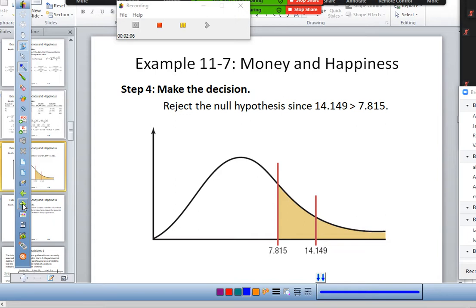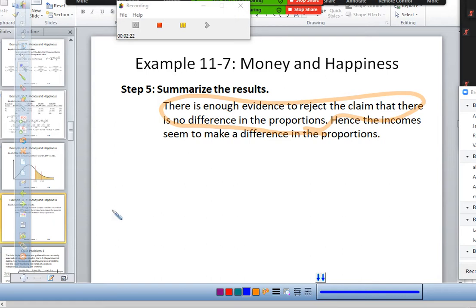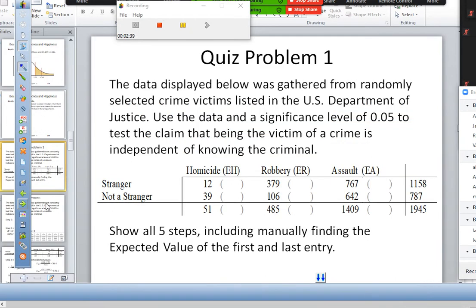And the last step was step 5, and it's just as straightforward as that. Enough evidence to reject the claim that the proportions are the same, proportions are equal, is fine. Okay, so 5 more seconds to do this. 5, 4, 3, 2, 1. Okay.